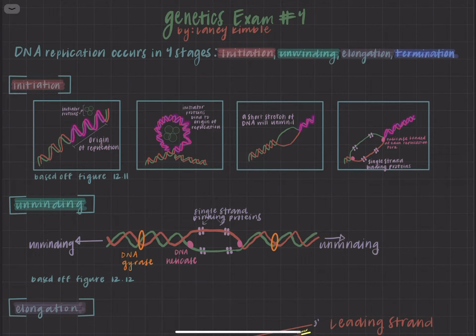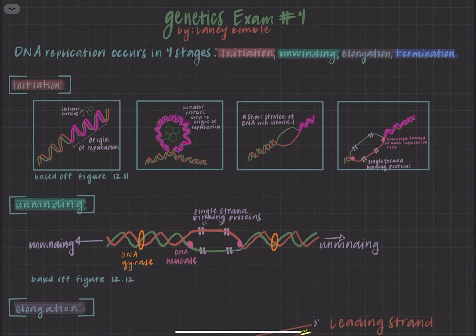Hello, today we are going to be discussing DNA replication in a prokaryote organism. Replication takes place in 4 stages: initiation, unwinding, elongation, and termination. In the first stage, initiator proteins bind to the origin of replication.